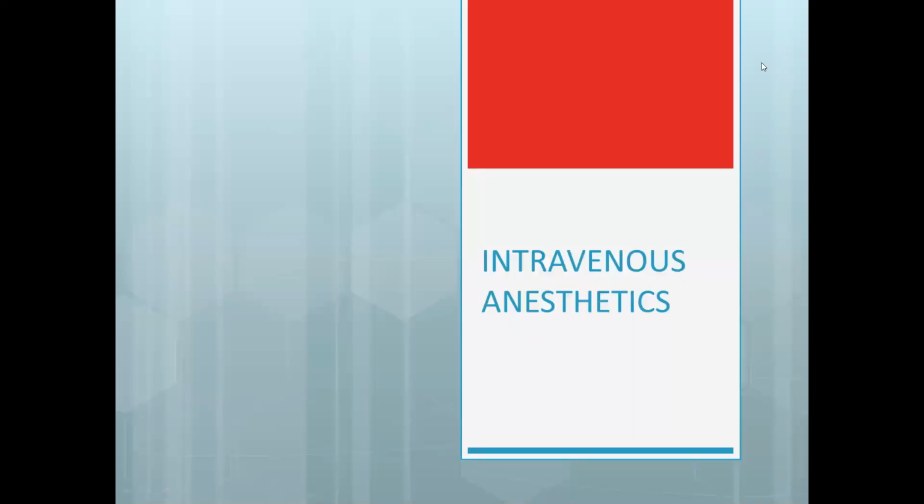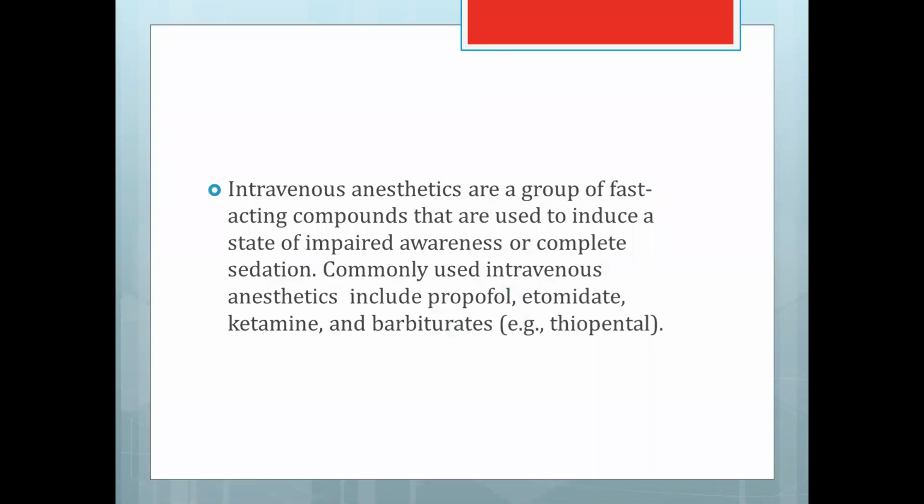Hello everyone. Today we'll be talking about intravenous anesthetics. Intravenous anesthetics are a group of fast-acting compounds that are used to induce a state of impaired awareness or complete sedation. Commonly used intravenous anesthetics include propofol, etomidate, ketamine, and barbiturates such as Thiopental.